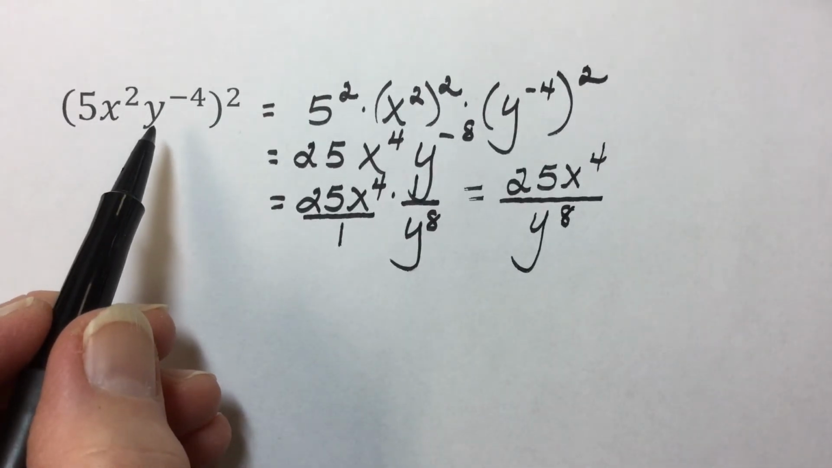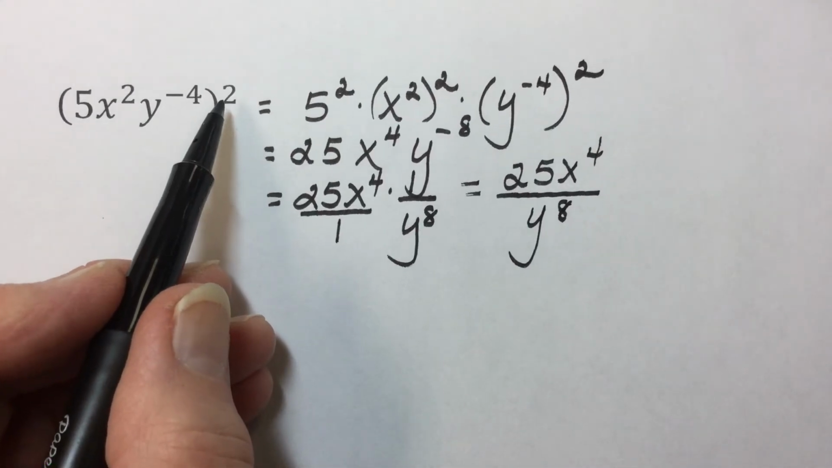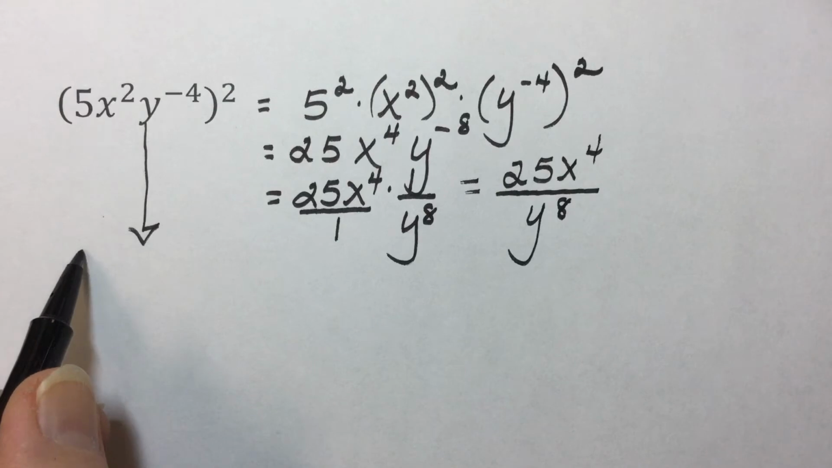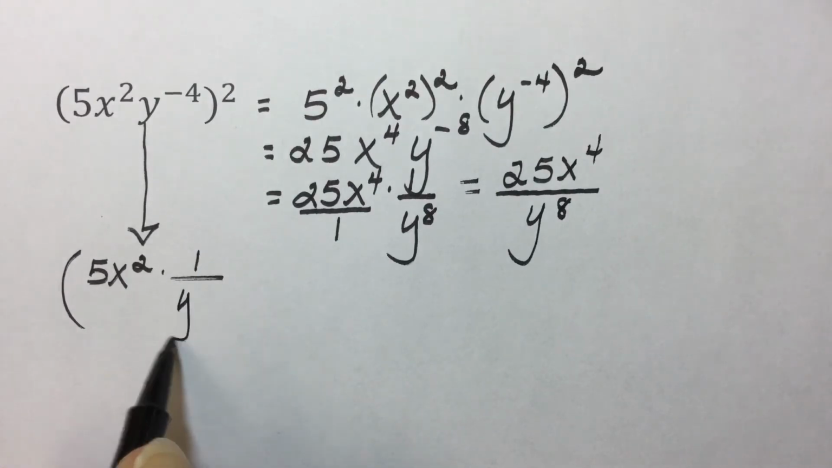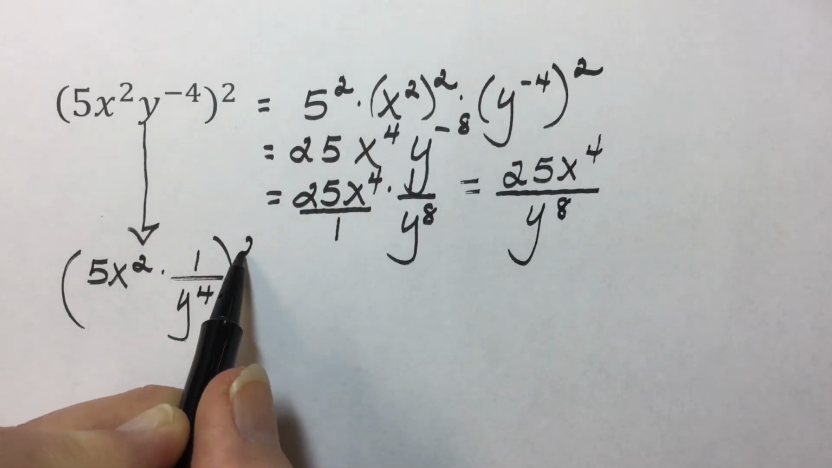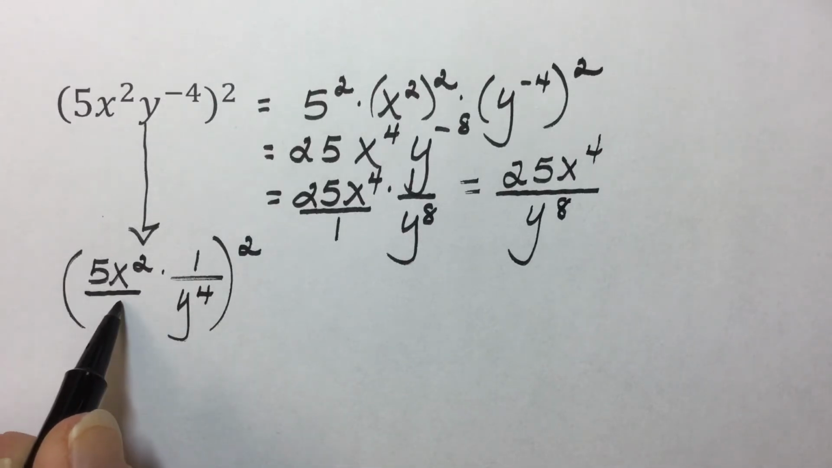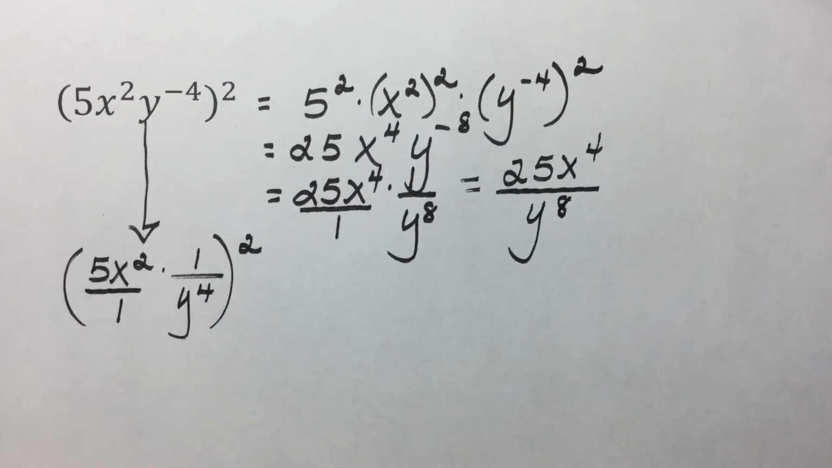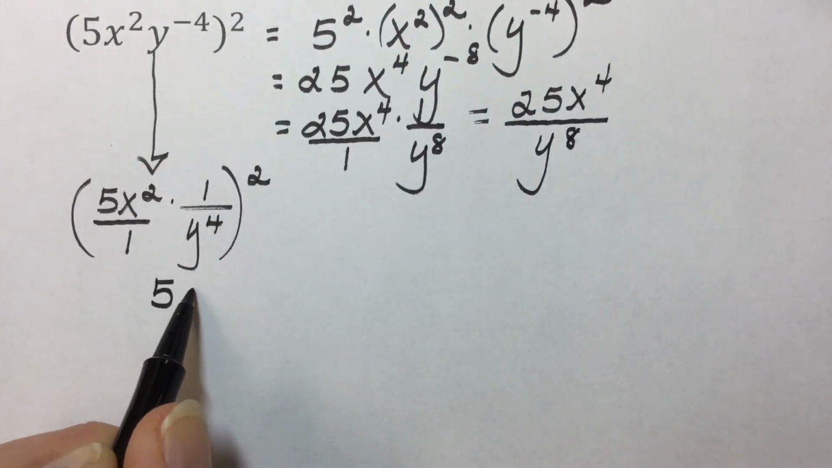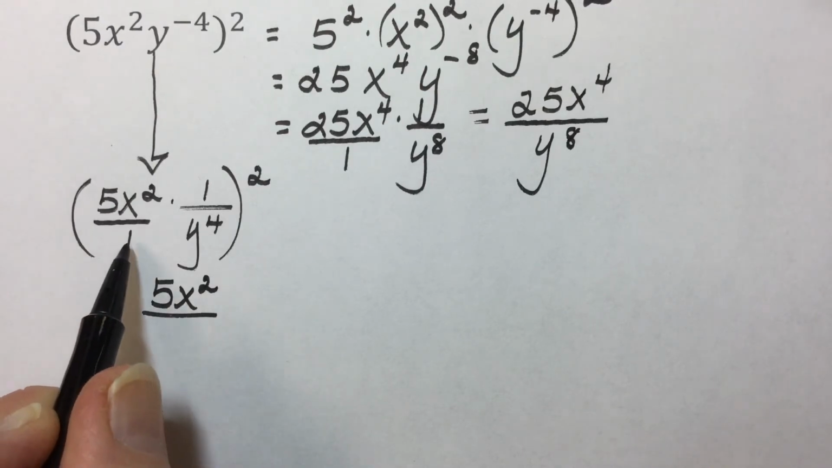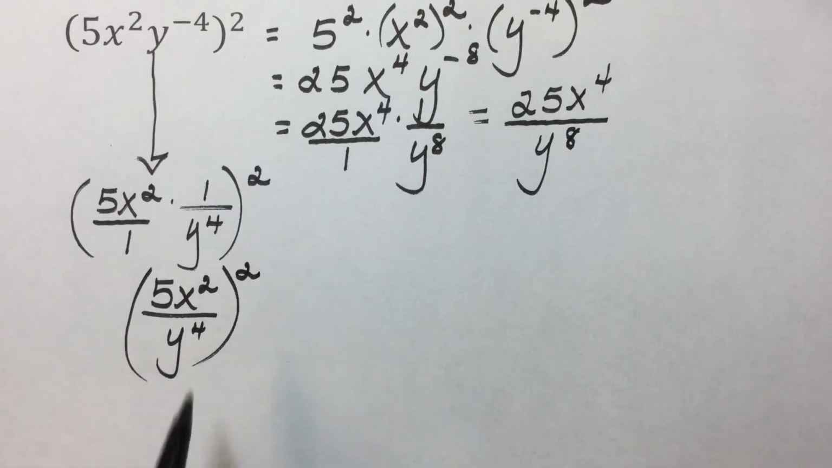And if that was the case, for another approach of simplifying this product raised to a power, we could have replaced that with 5x squared times 1 over y to the 4th power, still that product raised to the second power. Simplifying inside the parentheses, we multiply those fractions together. 5x squared times 1 is 5x squared. Denominator is 1 times y to the 4th is y to the 4th. And again, it's still to the second power.